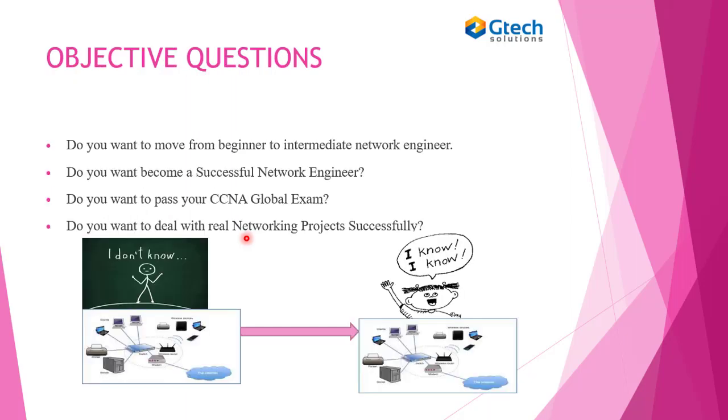So we have 4 objective questions that users are encouraged to implement at the end of the training. Do you want to move from a beginner to intermediate network engineer? At the end of the training, you shall have answered that question. Do you want to become a successful network engineer? Yes, you want, because at the end of the training, you shall have become a successful network engineer.